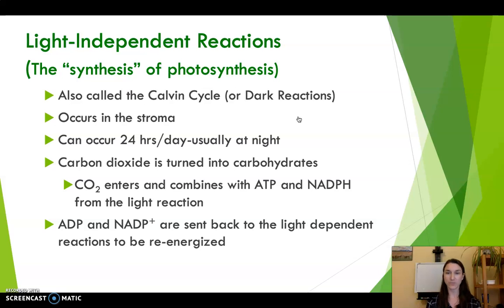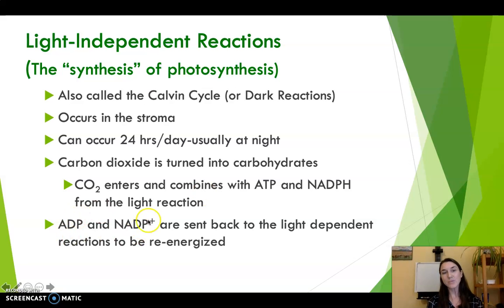Often the highest rates of the light-independent reactions actually happen in the dark after a large amount of ATP and NADPH has built up inside the chloroplast. Carbon dioxide is going to enter the chloroplast, right? And it's going to combine with ATP and NADPH from the light reaction in order to form sugars.